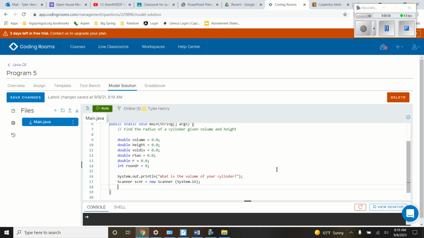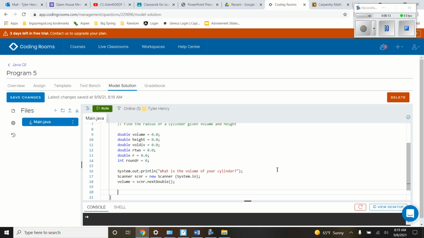Okay, and whenever they type in the answer to this, so it knows it's looking for the next number, I'm going to say put that in the volume variable. So that'll be SCNR dot nextDouble, because remember it was a double variable. Okay, so now we have the volume. So now I'm going to do another one.